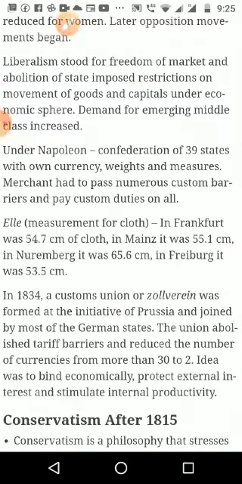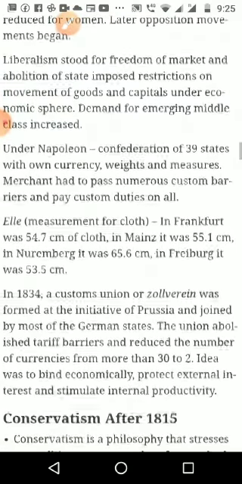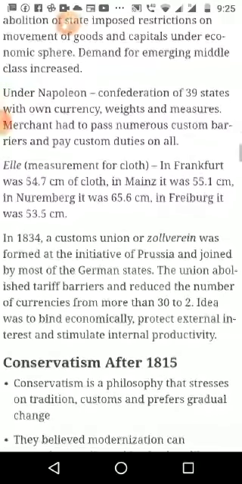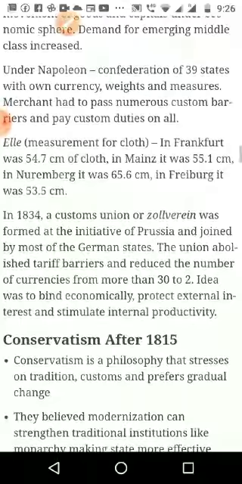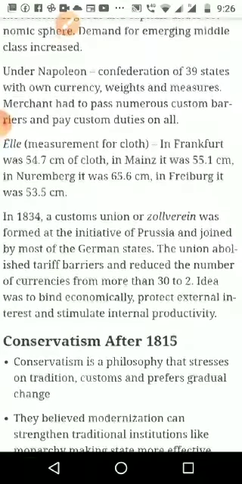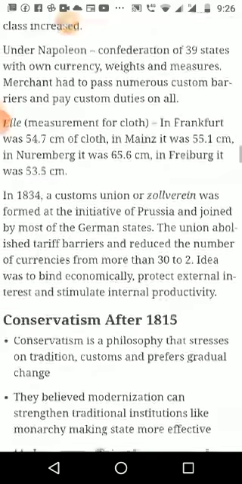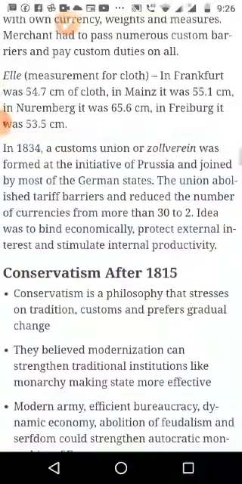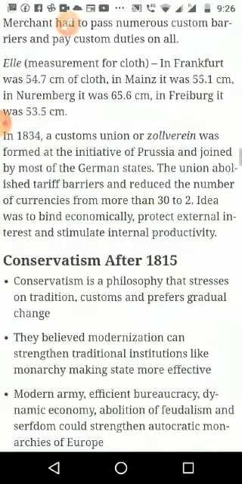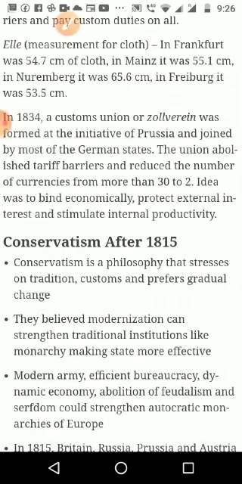In the economic sphere, liberalism stood for freedom of markets and abolition of state-imposed restrictions on the movement of goods and capital. The demand of the emerging middle class increased. Under Napoleon's confederation of 39 states, each with its own currency, weights and measures, merchants had to pass numerous customs barriers and pay customs duties on all. For example, the measurement of cloth: in Frankfurt the ell was 54.7 centimeters of cloth, in Mainz it was 55.1 centimeters, in Nuremberg it was 65.6 centimeters, and in Freiburg it was 53.5 centimeters.